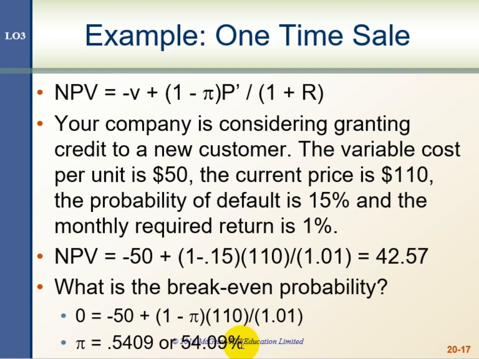So even if more than half of your customers, 54% of your customers, defaulted, it's still a profitable idea to grant credit for 1 month to the other 46% who are going to pay. Of course, if you can identify the ones that aren't going to pay, you wouldn't sell to them, and the probability of default would be less. But even if the probability of default was over half of your customers, it's still a good idea to sell them one thing one time.